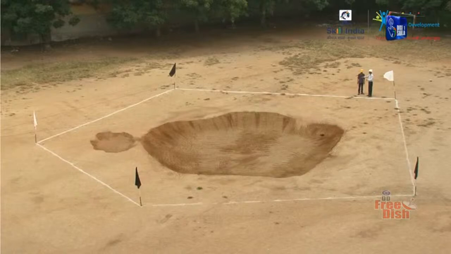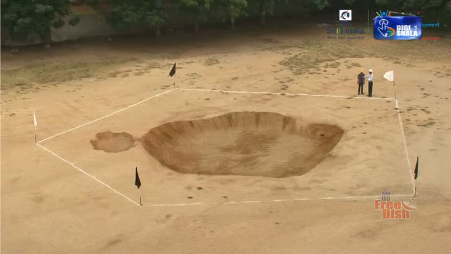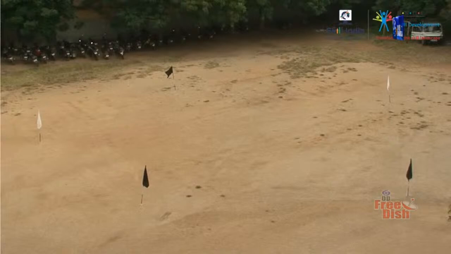Assume that there is a pond in this field. Using a chain, you cannot form triangles in this field with a pond. In such a case, the angles between adjacent sides are fixed by chain angles, either by tie stations or a cord. Let's understand the formulation of any one chain angle for the field ABCDE using the tie stations.